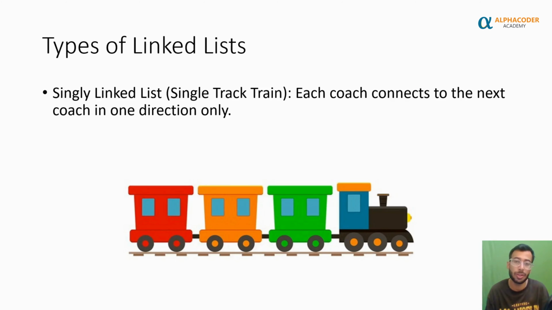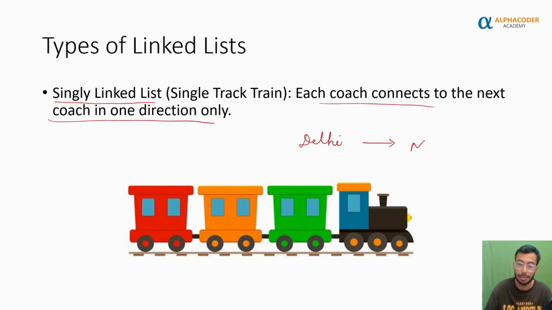So coming to the types of linked list, the first type is the singly linked list. In case of a singly linked list, you can assume it's a simple train that most of us have traveled in. It's a simple train where each coach connects to the next coach in one direction only. Let's say you are traveling from Delhi to Mumbai, right? So the train will go in one direction only, from Delhi to Mumbai.